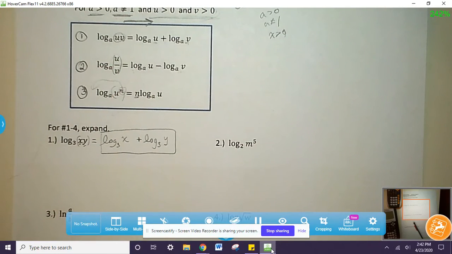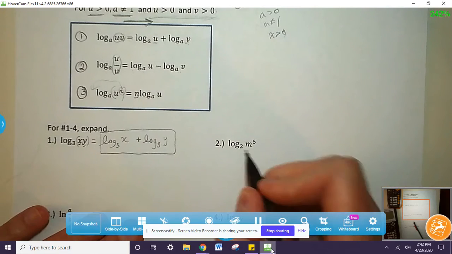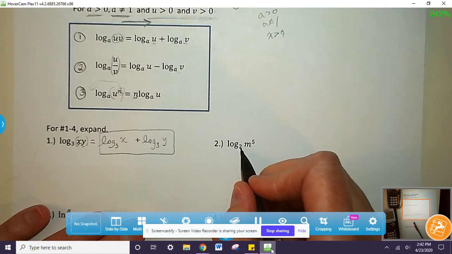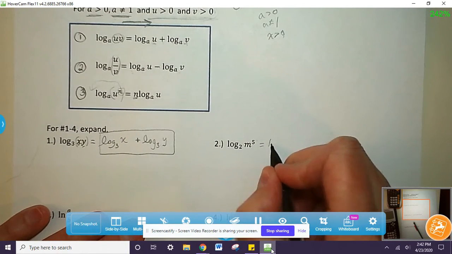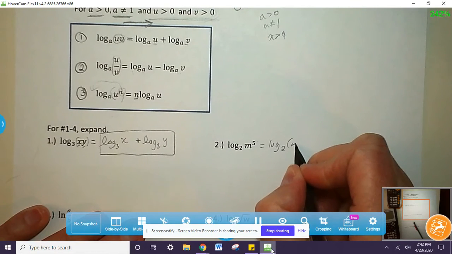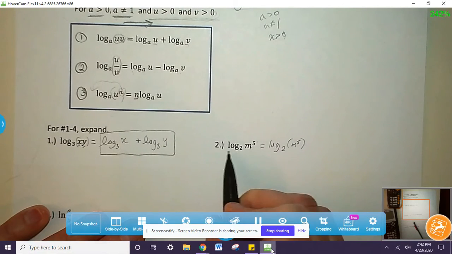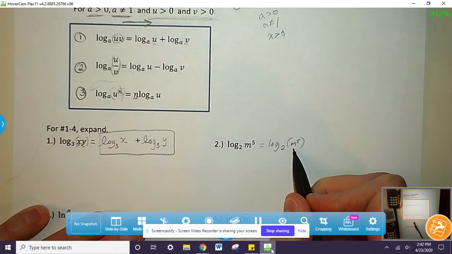That's it for today. These are one-step problems. They will get more complicated in the days ahead, but just to get us started, we have a one-step problem. The next one is log base 2 of m to the 5th. So just so you know, this is log base 2 where m to the 5th is inside. With no parentheses written, we're assuming that m to the 5th is inside.